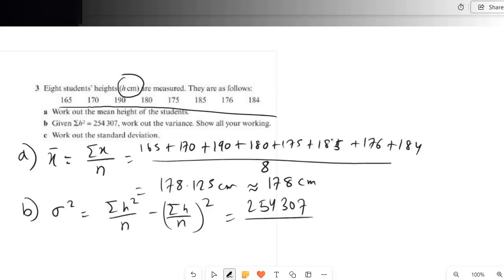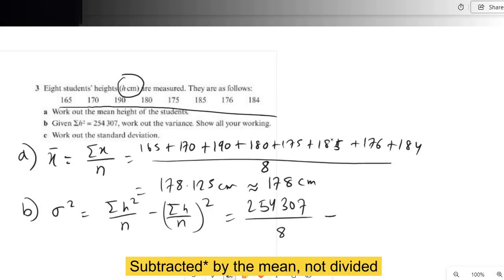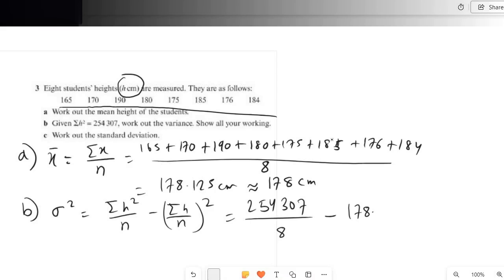254307 divided by n, which is 8, as there are 8 heights here, or 8 students, then minus the mean square. We have already found out the value of the mean here, so we can just place it here and then square it, and this gives us a value of 59.86 centimeters squared, which is approximately 59.9 centimeters squared to 3 significant figures.